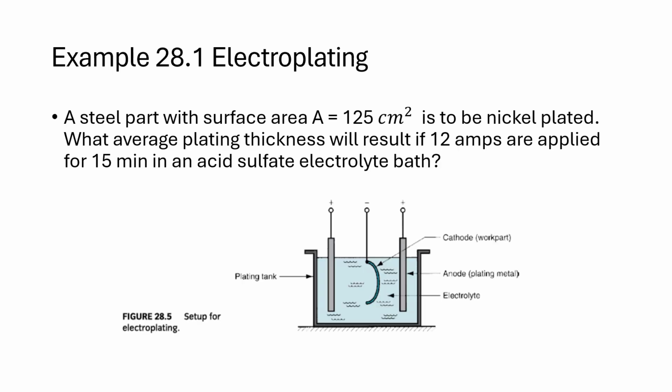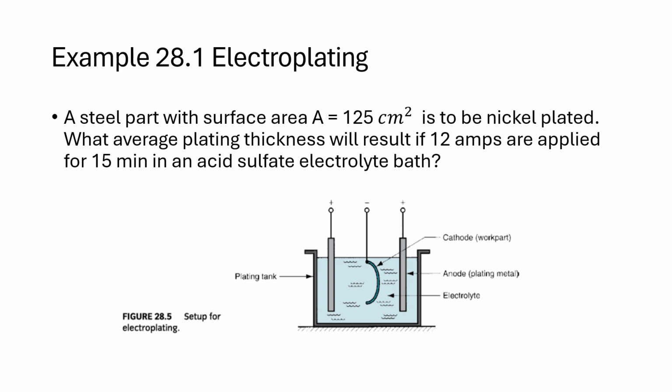You can see that this question is about a steel part with a surface area of 125 centimeter square. It's going to be nickel plated. What average plating thickness will result if 12 amperes are going to be applied for a time of 15 minutes in an acid sulfate electrolyte bath?